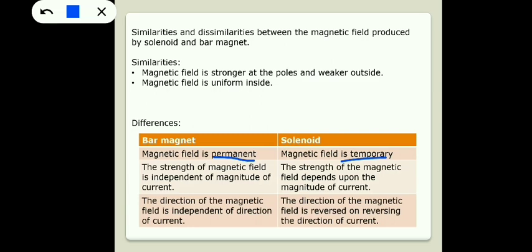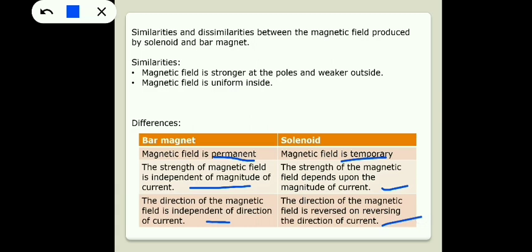Next point, the strength of the magnetic field is independent of the magnitude of current in a bar magnet. Obviously, the magnetic field in a bar magnet doesn't have any relation with the current flow. But at the same time, in the case of a solenoid, the magnetic field depends upon the magnitude of current. When we increase or decrease the current flow through the solenoid, it makes a difference in the magnetic field of the solenoid. Again, the direction of the magnetic field in the case of a bar magnet is independent of the direction of current. Even if we reverse the direction of current, it's not going to make any change in the magnetic field produced by the bar magnet.